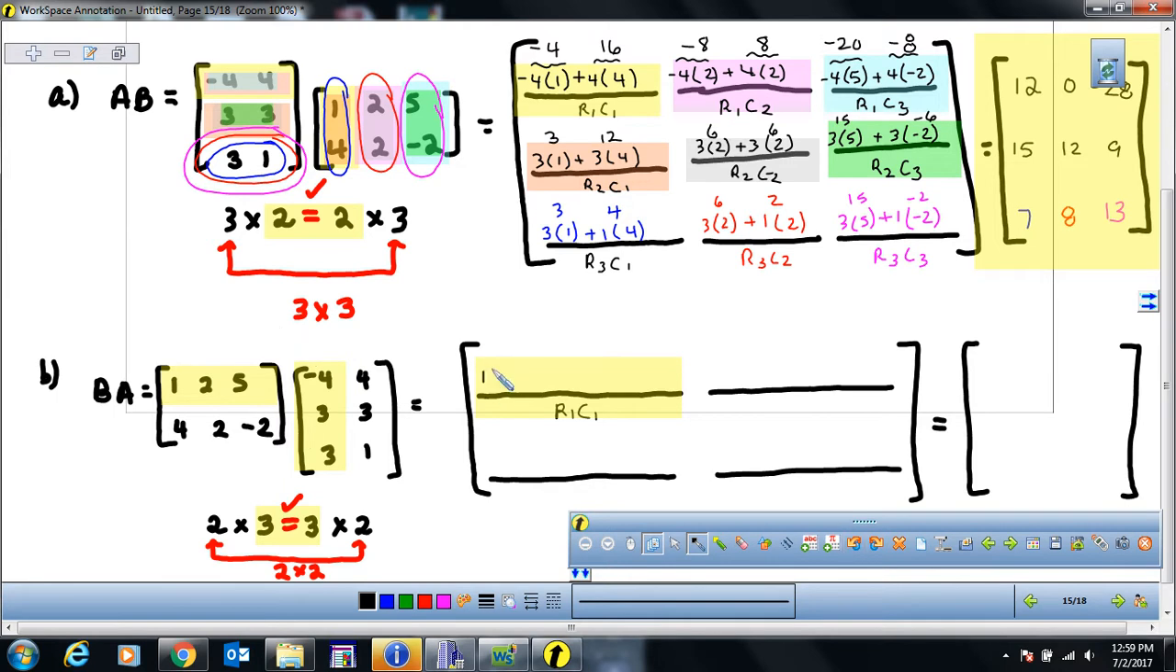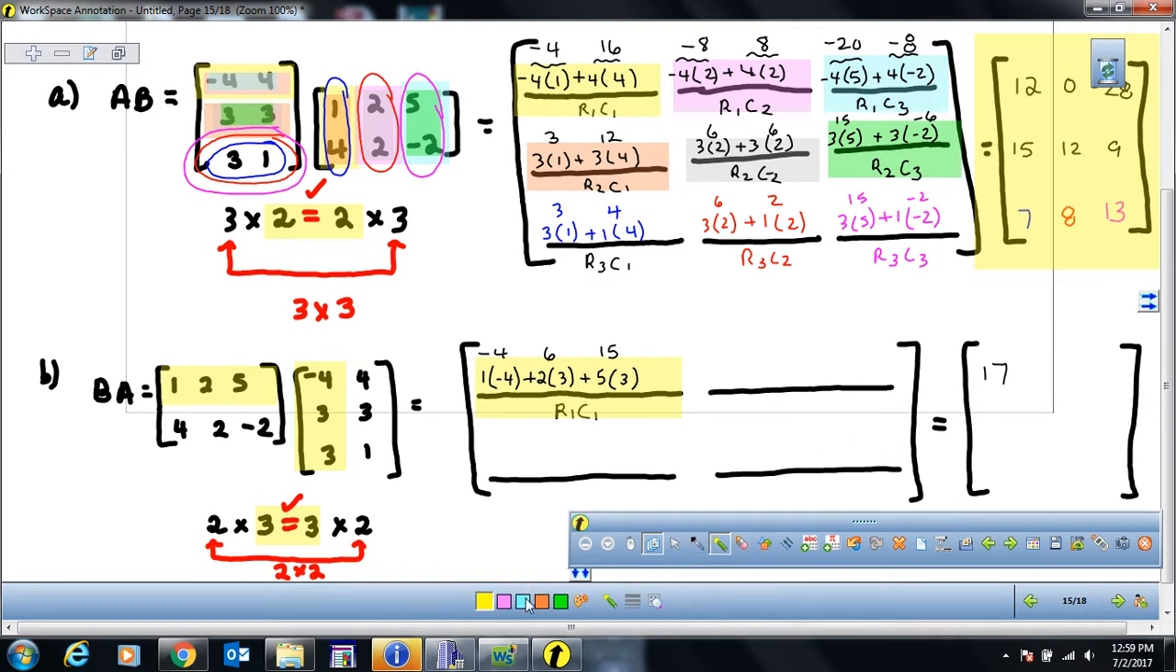So we're going to do 1 times the negative 4 plus the 2 times the 3, and then plus the 5 times the 3. So it's going to be negative 4 plus 6 plus 15. Negative 4 plus 6 is 2. 2 plus 15 is going to be 17. So that's my first value.